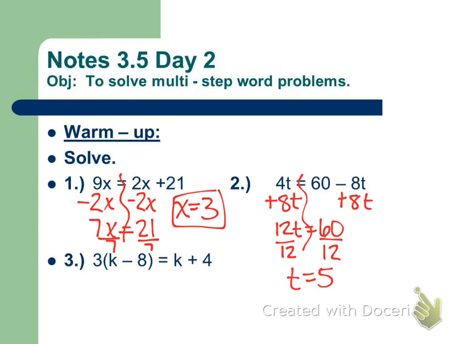Also, we talked about yesterday, it's not a requirement, but it's recommended if we move the smaller variable. So we treat that like a negative 8t. Negative 8 is smaller than 4, so that's why we chose to move that one. It's not the only way to do that problem, it's just the one we like the best. All right, number 3. Danielle, what did you do?